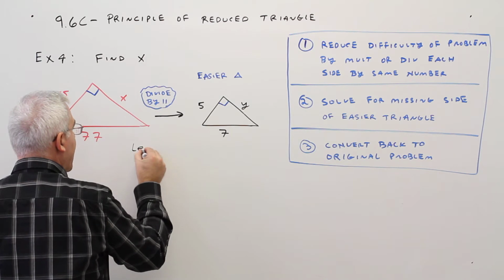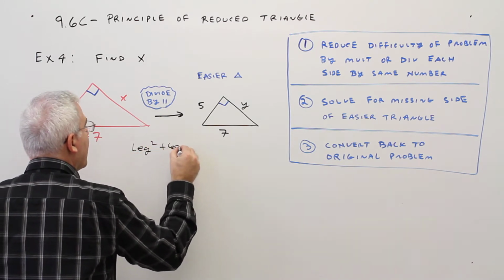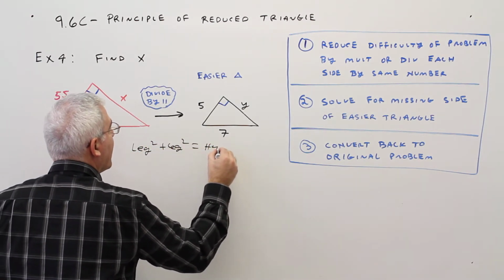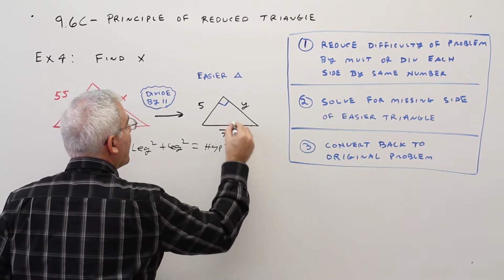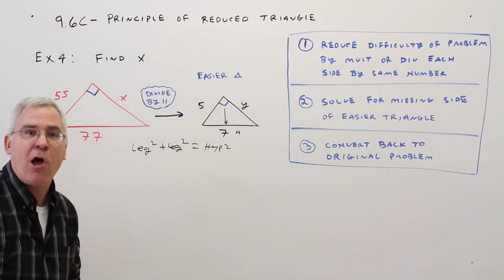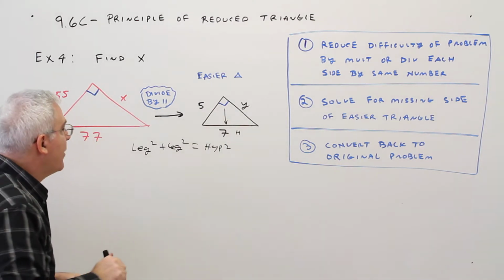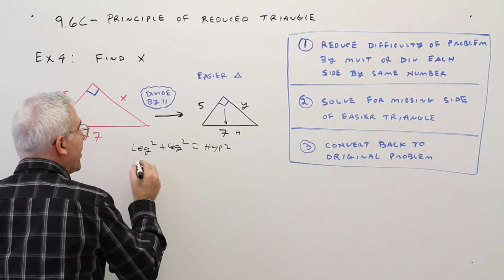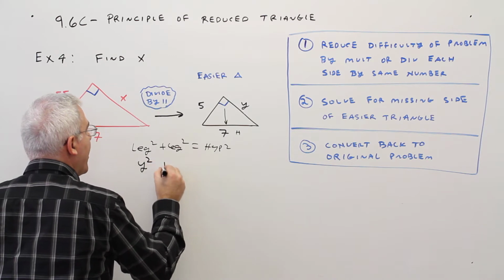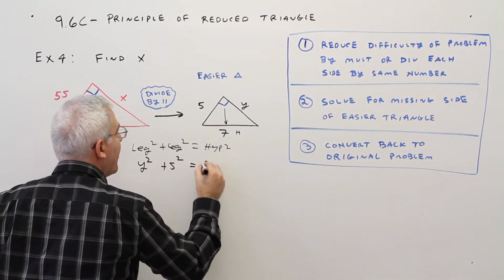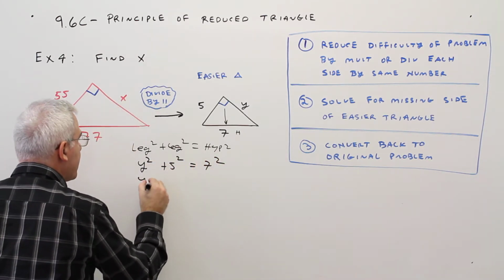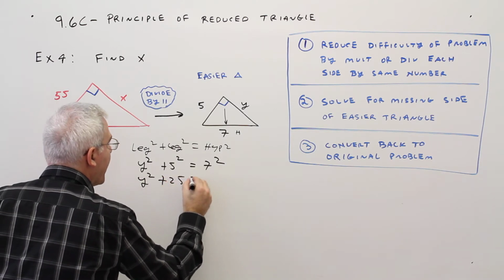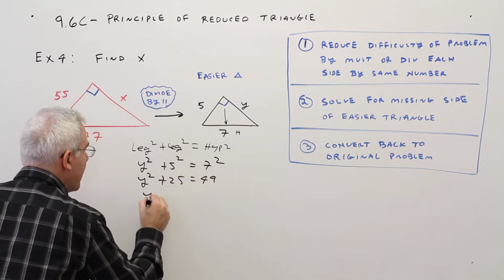So it's simply going to be leg squared plus leg squared equals hypotenuse squared. Again, the hypotenuse is always opposite the right angle. That's the most common mistake made in these types of problems. So it's going to be y squared plus 5 squared equals 7 squared. Y squared plus 25 equals 49.